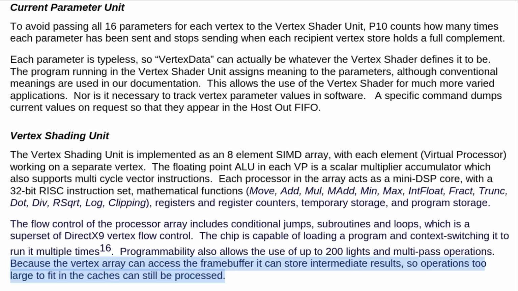Other parts of the documentation claim that the hardware can do various kinds of curved surfaces, including ATI's PN triangles from the R200. They also mention displacement mapping, and it says specifically the vertex array can access the frame buffer. It can store intermediate results, so operations too large to fit in the caches can still be processed. Now, to me, this sounds a little bit like a primitive form, perhaps, of vertex texturing.